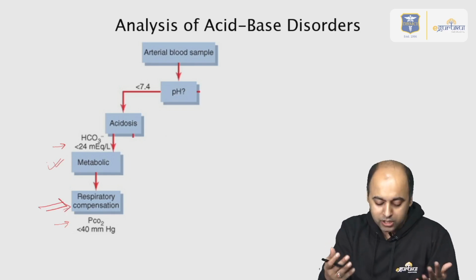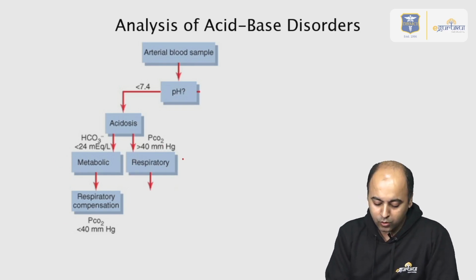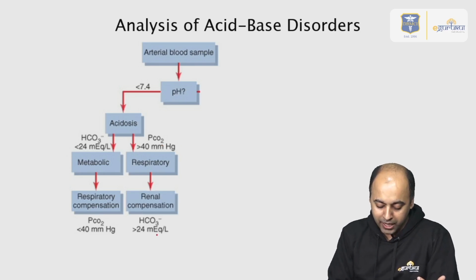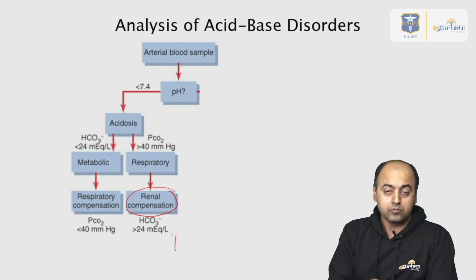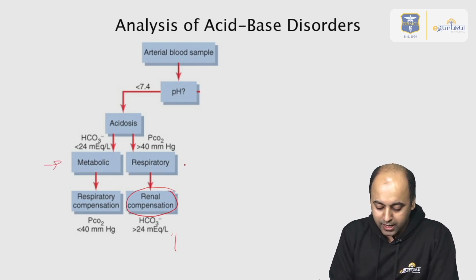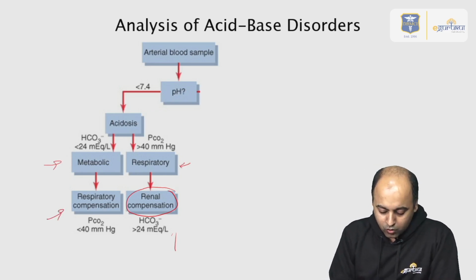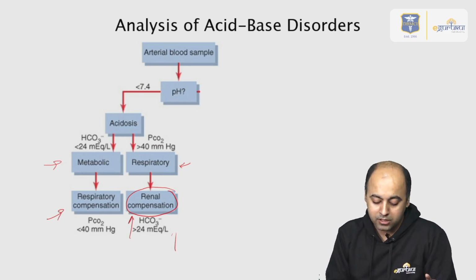mechanism. In the opposite scenario, if the PCO2 is increased, then we are looking at a respiratory cause, and simultaneously if the bicarbonate is also increased, it is the compensation component. So these are the two scenarios, metabolic and respiratory acidosis. They may or may not have the corresponding compensation to correct for the acid base disturbance.